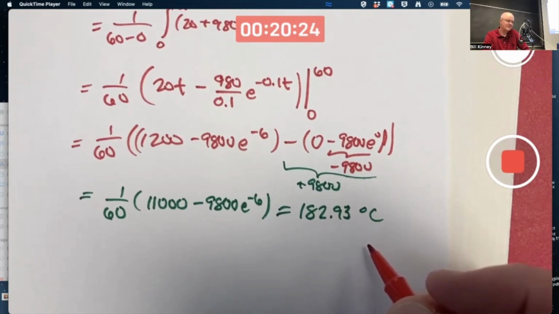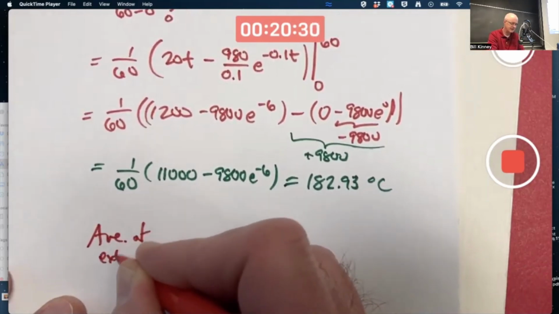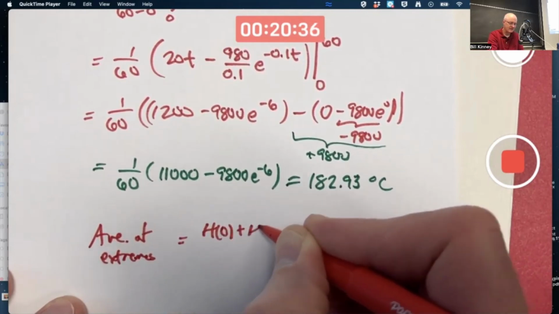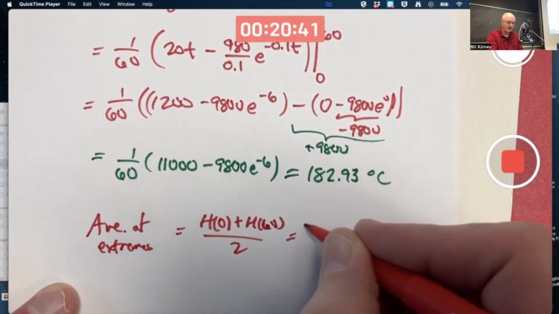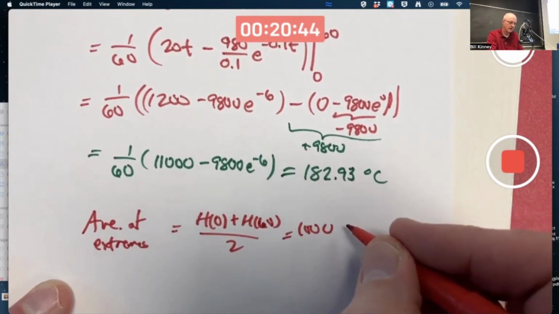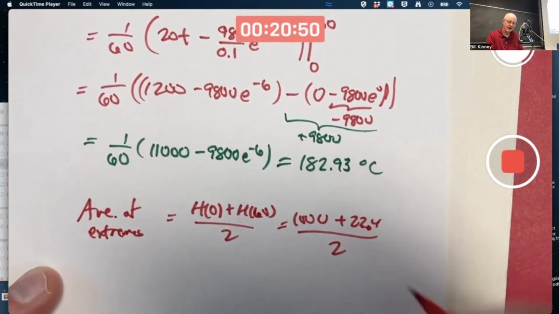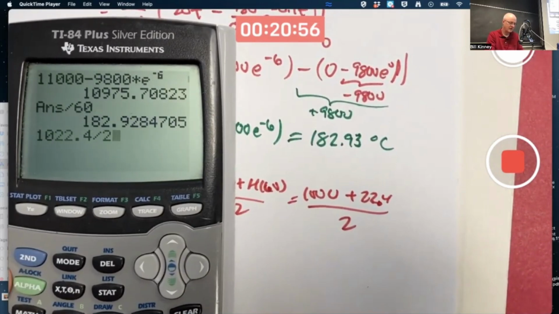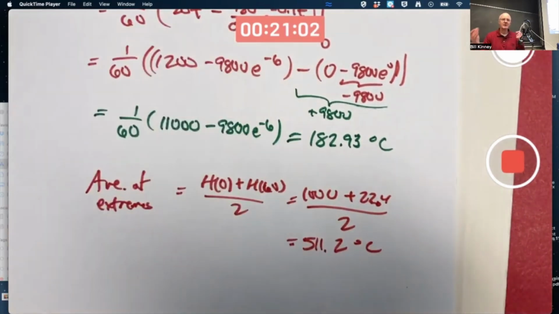And yes, this is smaller than the average of the extremes. Average of extremes, h of 0 plus h of 60 divided by 2 would be the average of the two extremes. 1000 was the temperature at time 0. 22.4 degrees Celsius was the temperature at time 60 minutes. Divided by 2. 1022.4 divided by 2 is 511.2 degrees Celsius, the average of the two extremes. But the actual average temperature is smaller.